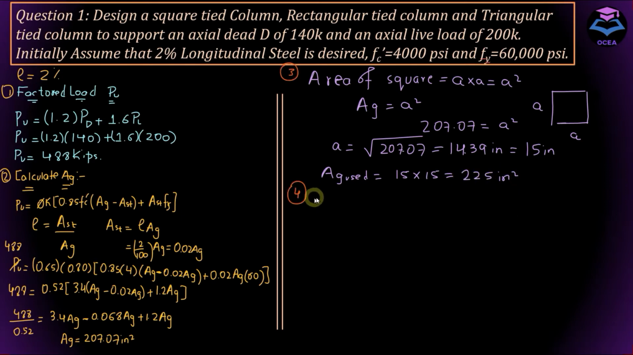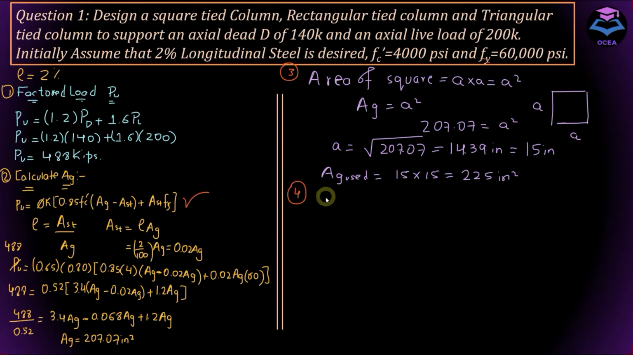Now the fourth step is to calculate the area of steel. You might think of using this equation here, but you can only use this equation when this Ag is equal to this Ag used. But this is not the case here. We have increased the area by a certain value. Here Ag is equal to 207.07 and Ag used is equal to 225. Now to calculate the value of Ast, that's the area of steel, we will use this equation again.